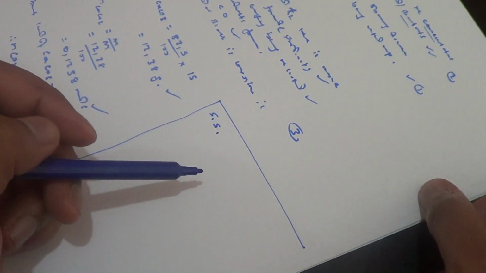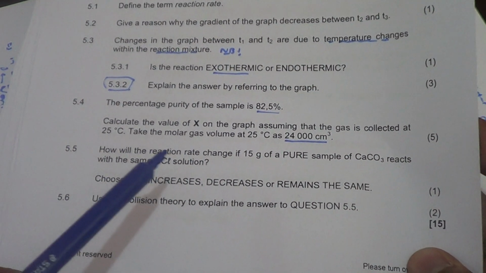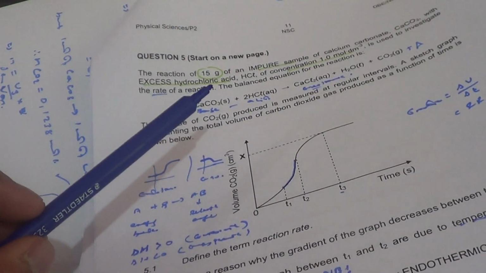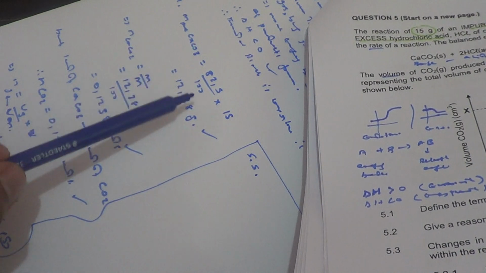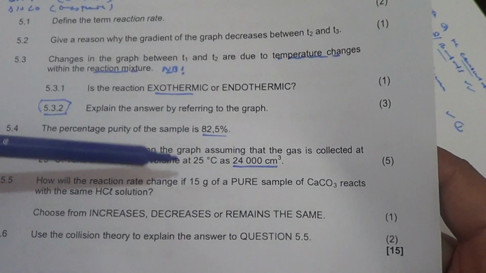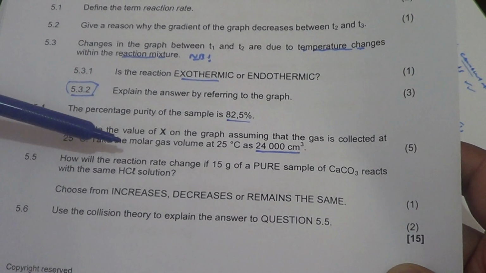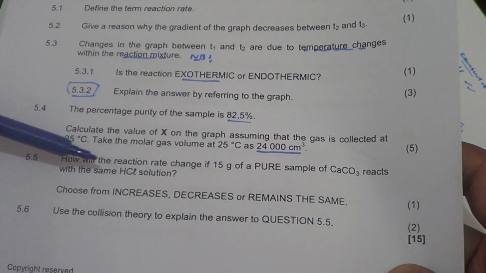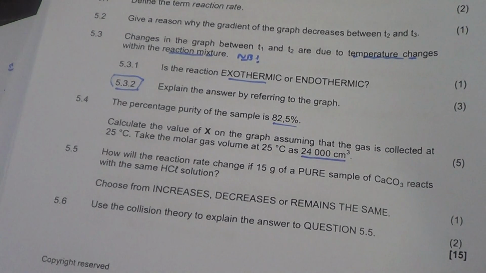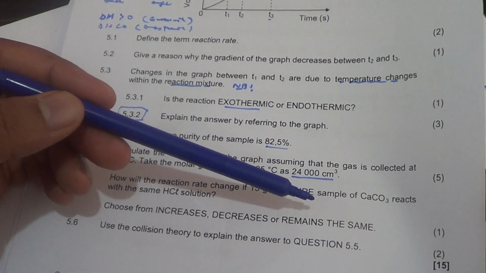5.5. Let's read it together. It says, now how will the reaction rate change if 15 grams of pure calcium carbonate reacts? Remember, this was 15 grams of impure sample, which only gave us 12 grams. How will the reaction rate change? Will it increase? Will it decrease? Will it remain the same?